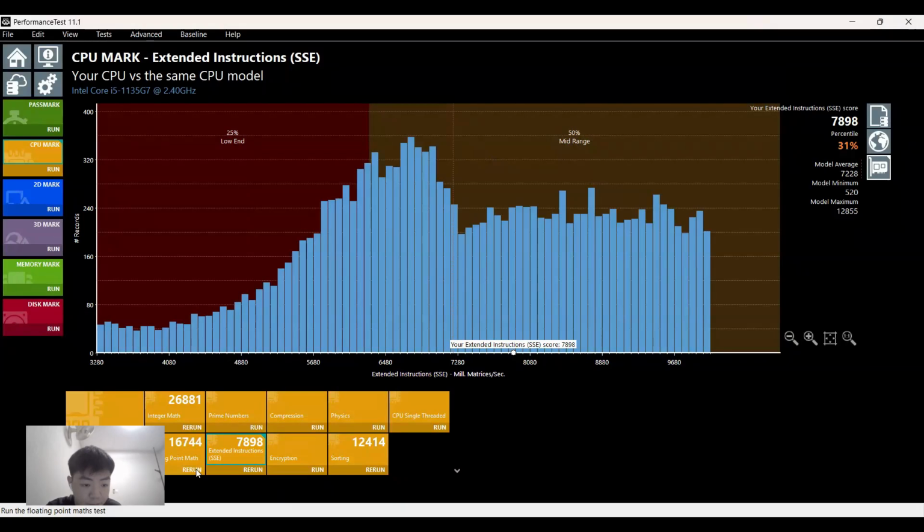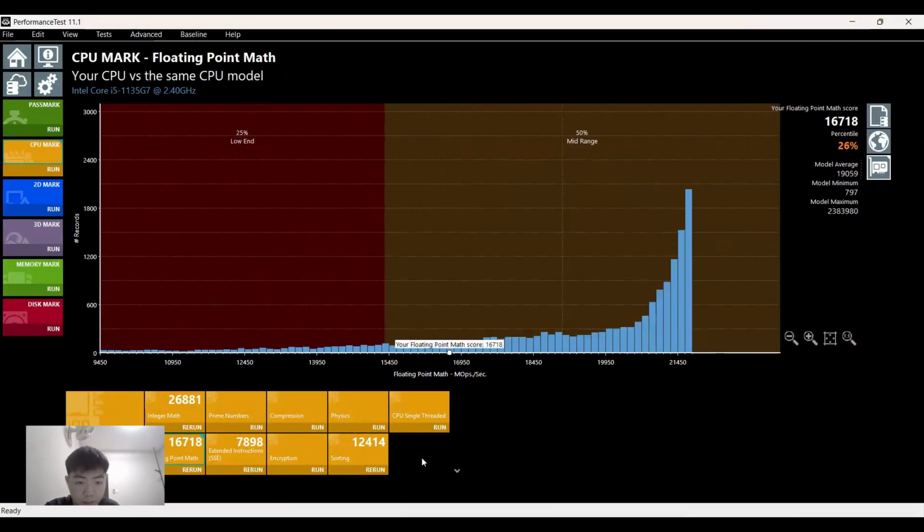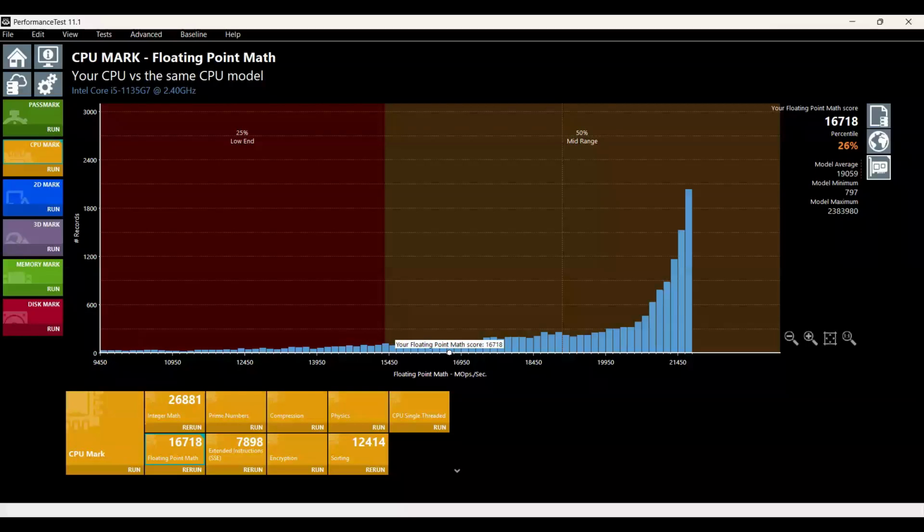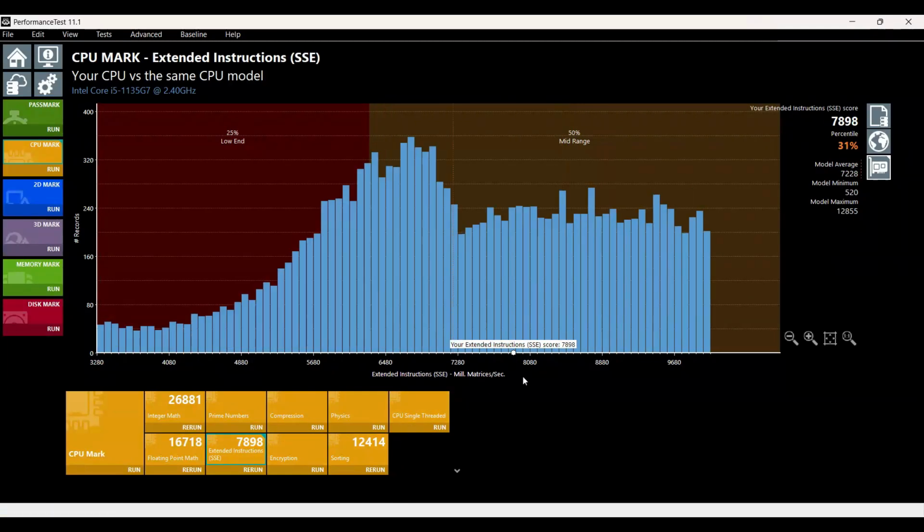Right, so now we run the extended instructions first. And the floating point math. Right, so now it is finished, and we need to extract our GFLOPS rating. As you can see on the horizontal axis here, PassMark measures this specific test in millions of matrices per second.